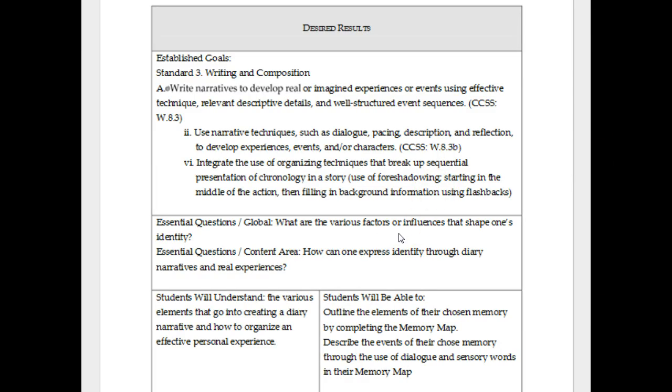Your essential questions. What are the various factors or influences that shape one's identity? I think that is a great question to ask, especially at the 8th grade level. It's probably developmentally appropriate. I hope that you actually use that in your lesson plan.